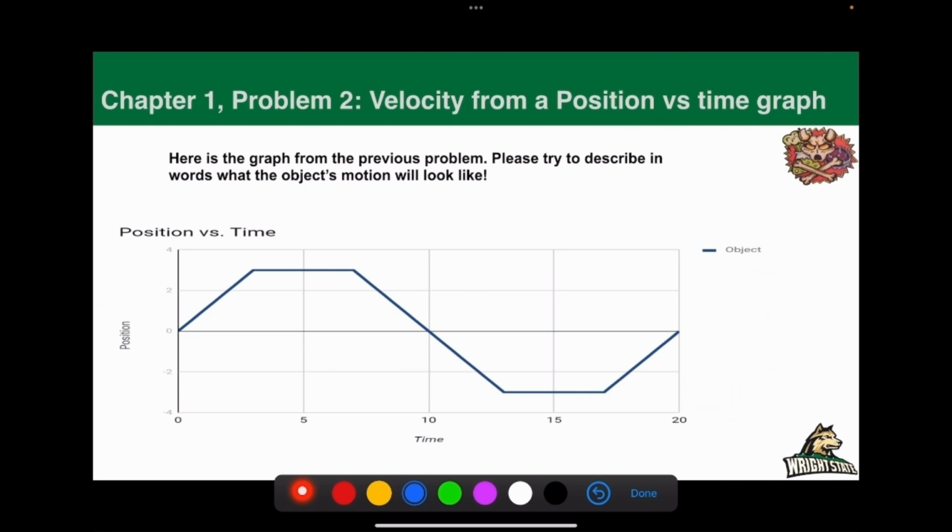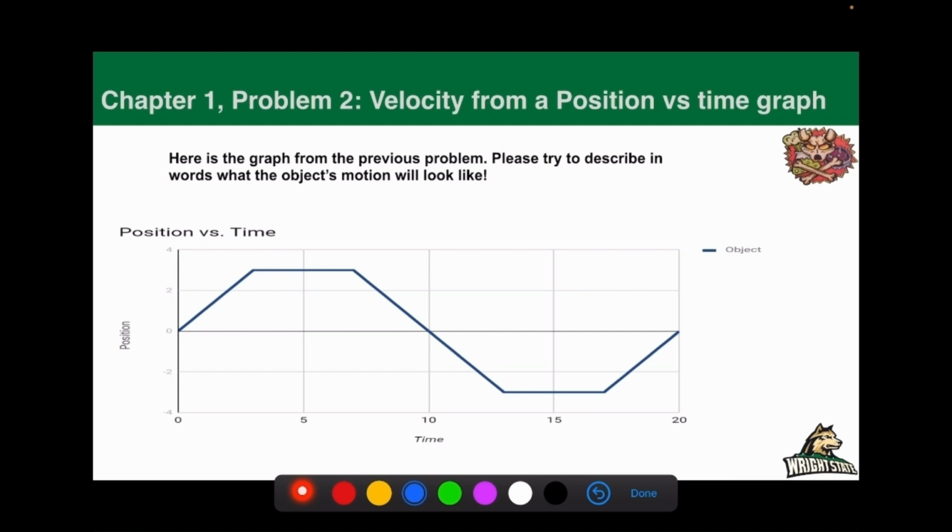So I would like for you guys to take a look at this graph that we just talked about and try to describe in words what this object's motion will look like. So like, let's imagine that there's a thing in front of you and I'm describing its motion with this graph. So try to think and describe in words what this object will do. So pause the video, think about it. We'll come back here in a moment.